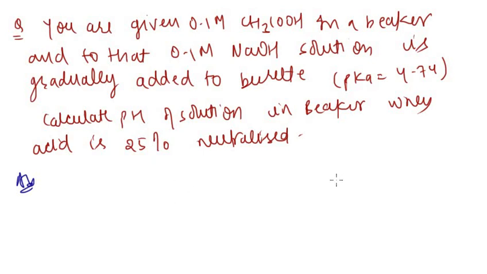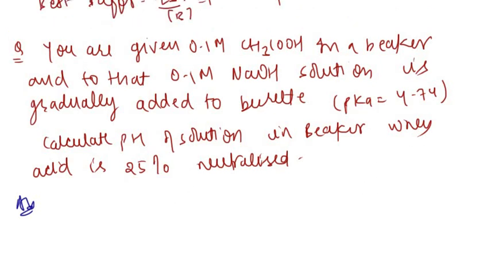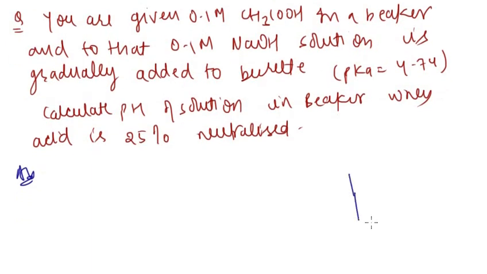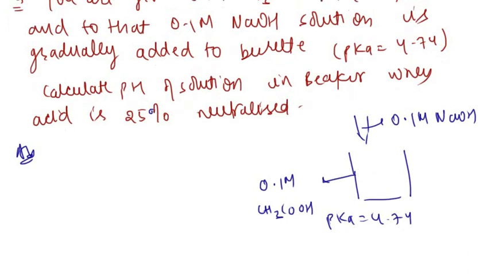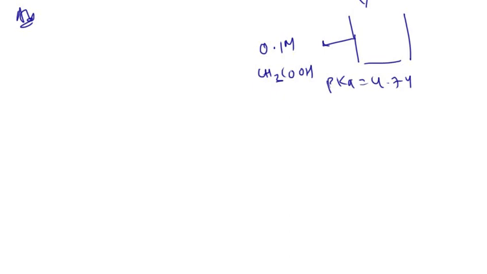So in this problem it is given that we have 0.1 molar acetic acid, and we are adding 0.1 molar NaOH, and its pKa is given as 4.74. So when the acid is 25% neutralized, we have to calculate the pH. Now let's do the calculation. Almost all types of pH we have done now.